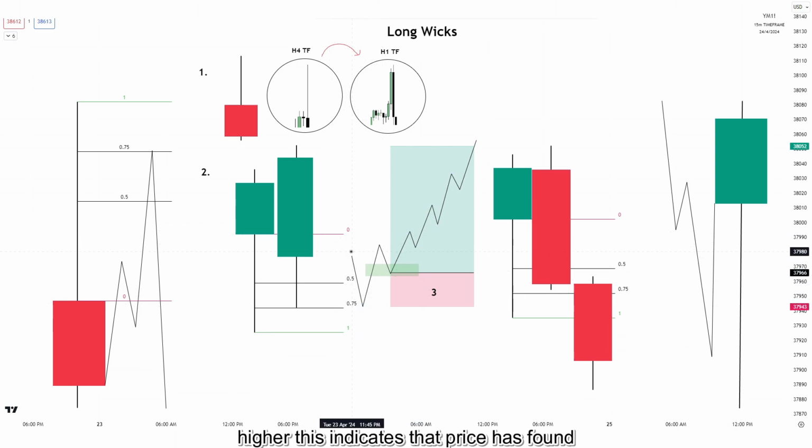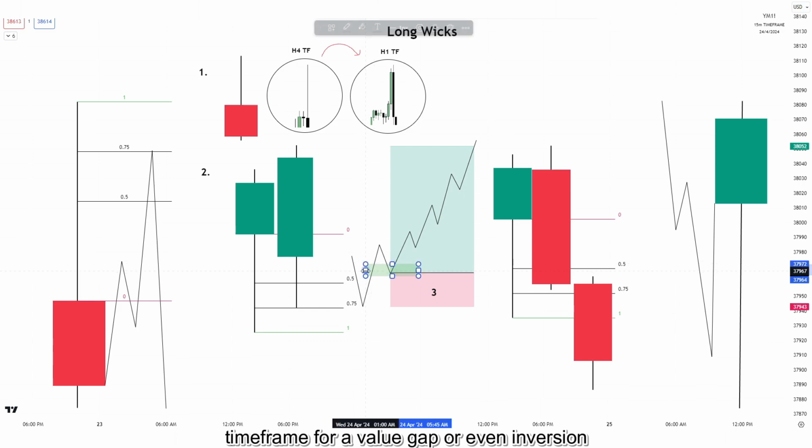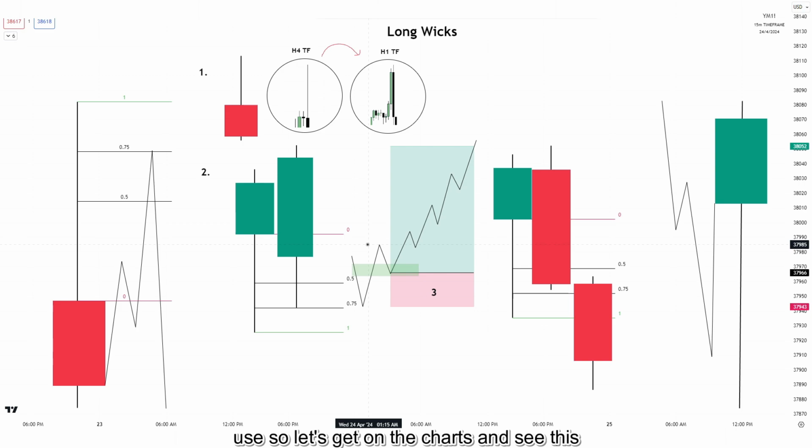This indicates that price has found support at this lower wick level, and now we can anticipate higher prices taking place inside of this lower time frame fair value gap, or even inversion fair value gap or order block, whichever one you use. So let's get on the charts and see this in action.